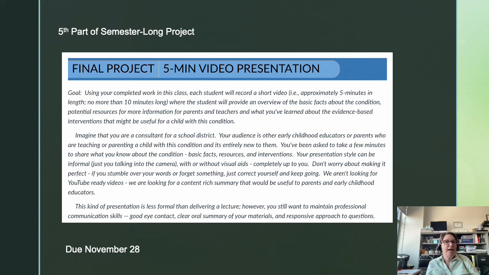It's you sitting down and saying, oh, you'd like to know more about Williams syndrome? All right, well, here are three documents, and I'll post them so you can read them later. But here's what I learned about Williams syndrome. You start with your fact sheet, move into a couple of resources that might be useful, and then highlight a bit from your intervention brief.